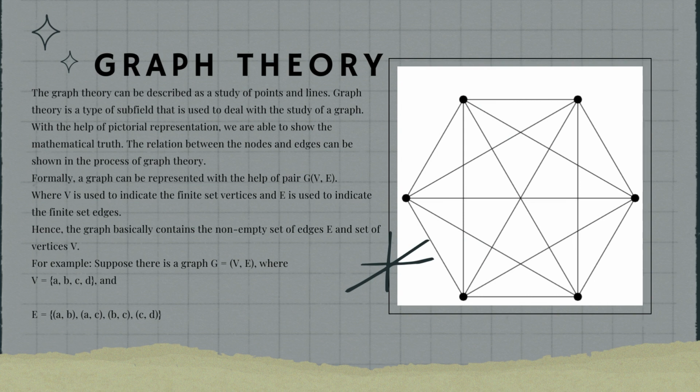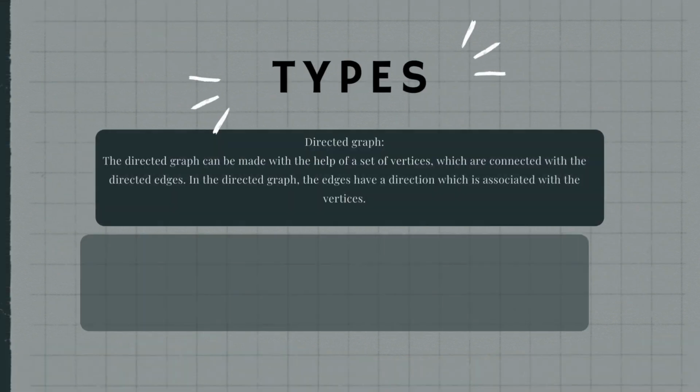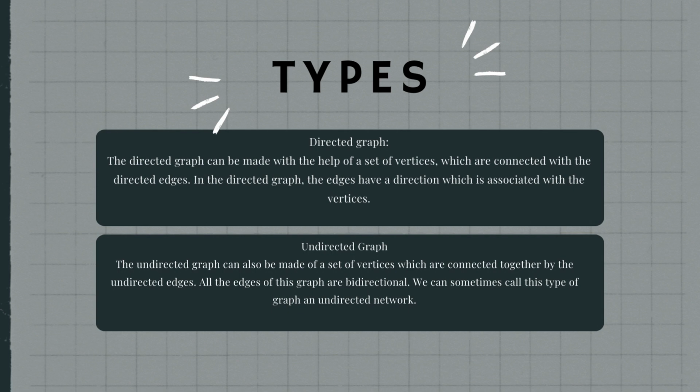With the help of pictorial representation, we are able to show mathematical truth. The relationship between nodes and edges can be shown in the process of graph theory. For example, take a graph G with vertices V and edges E, where V is equal to A, B, C and D, and E is equal to AB, AC, BC and CD. So there are two main types of graphs: directed graphs and undirected graphs.